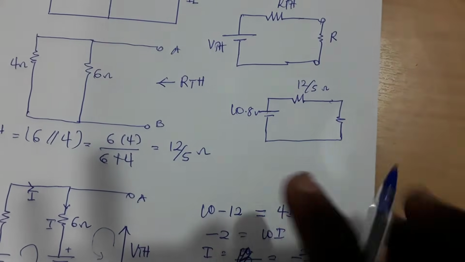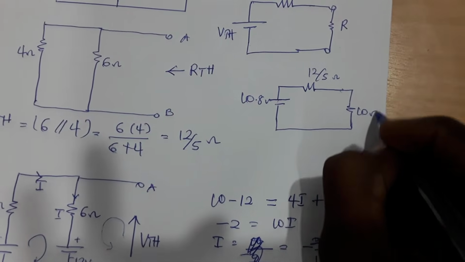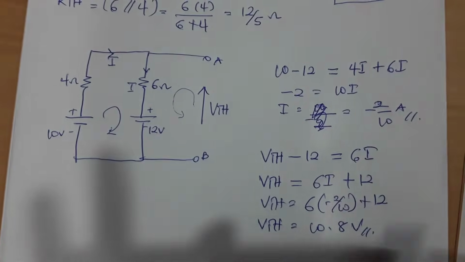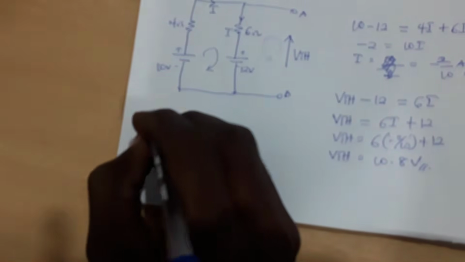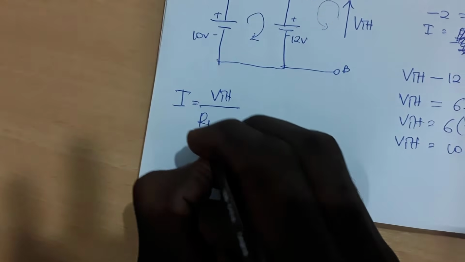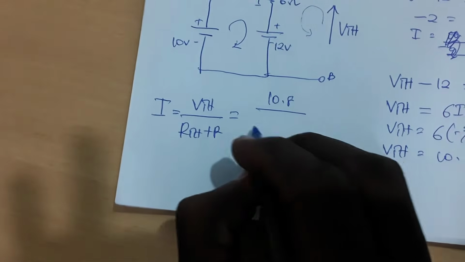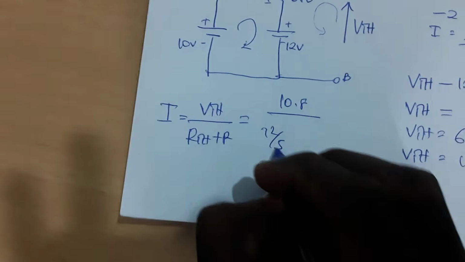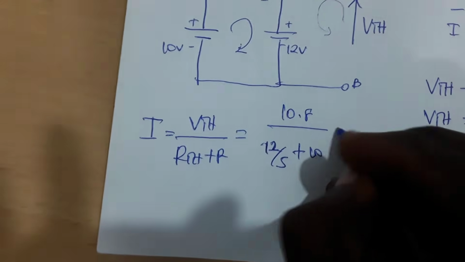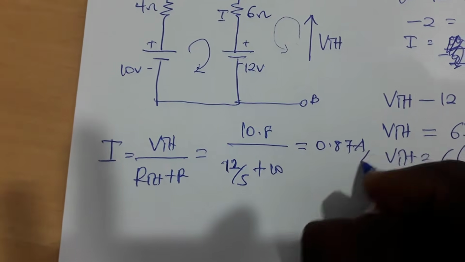So from this diagram we can find the current through the 10 ohm, which is very simple. In this case, I should be equal to your VTH all over the RTH plus the R. We have VTH to be 10.8 and the RTH to be 12 on 5, and the R in this case the 10 ohm, and we should have 0.87 amperes.